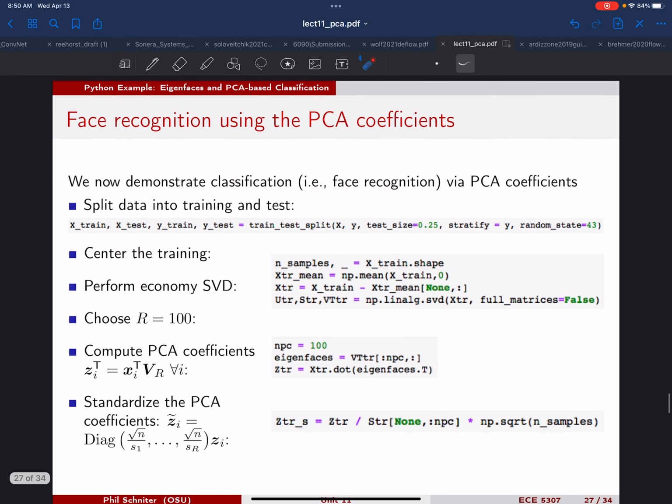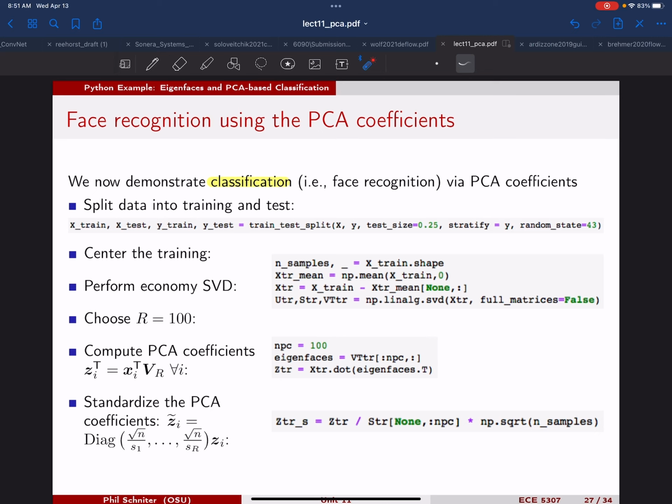All right, so now let's turn this into a classification problem. So we'll bring the labels back. And the code here is like a lot of the code you've seen all quarter. So first we do a test train split. We'll use a quarter of our samples for our test. We're going to center the training samples, so we compute the mean and subtract the mean. And we're going to compute the economy SVD on the training data. We're going to choose R equals 100, number of principal components is 100. So then for our eigenfaces, we're going to take this V transpose matrix and extract the first NPC rows of it, in other words, the first NPC columns of V.